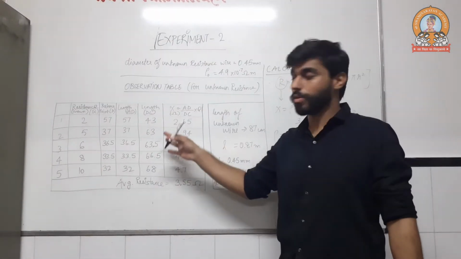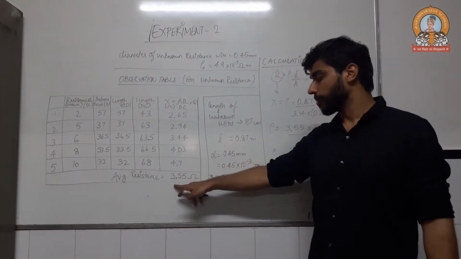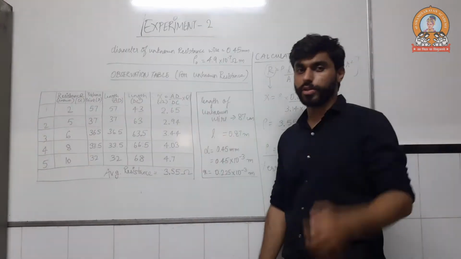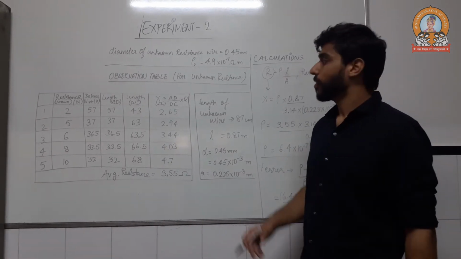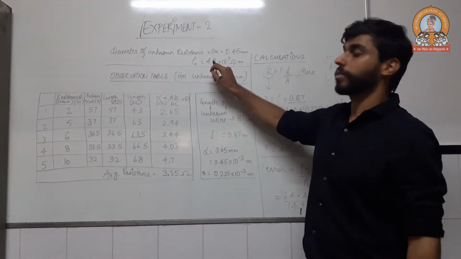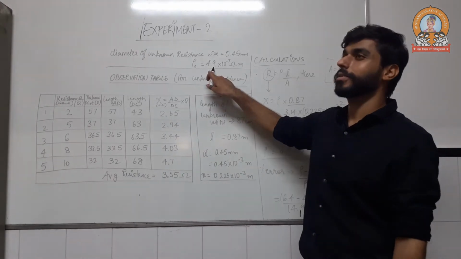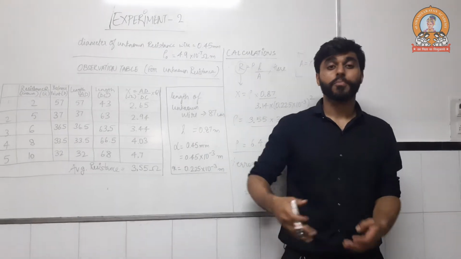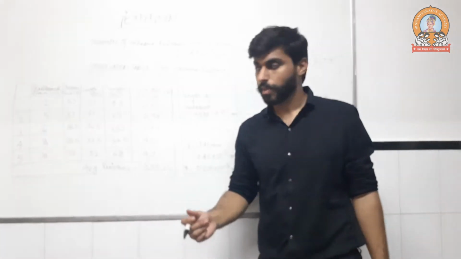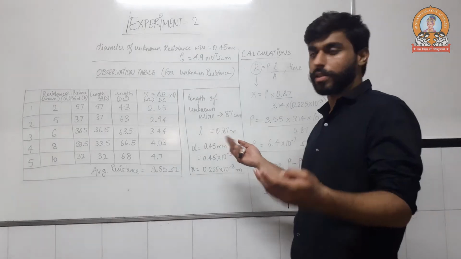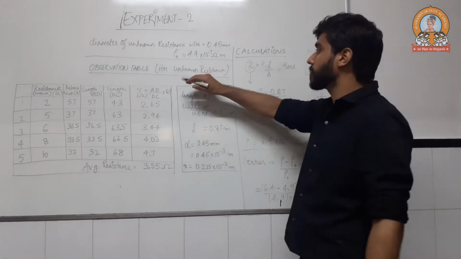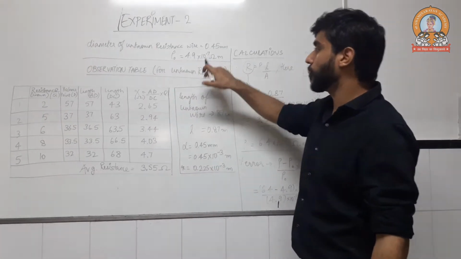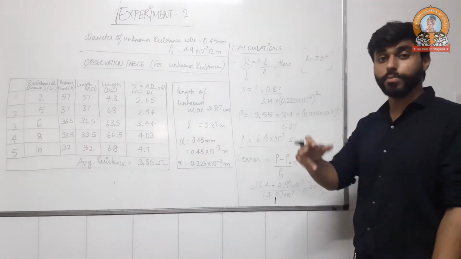You can pause and write down all these readings. The average resistance came out to be 3.55 ohm. Now, coming back to the unknown resistance wire, the material is constantan, whose standard resistivity is the real resistivity. Resistivity is also a function of temperature. If the temperature increases, resistivity may increase. The resistivity of constantan is 4.9 into 10 raised to the power minus 7 ohm meter.